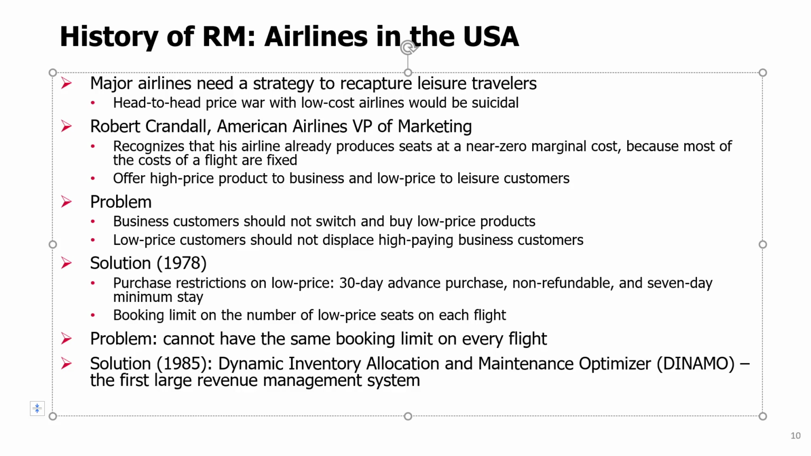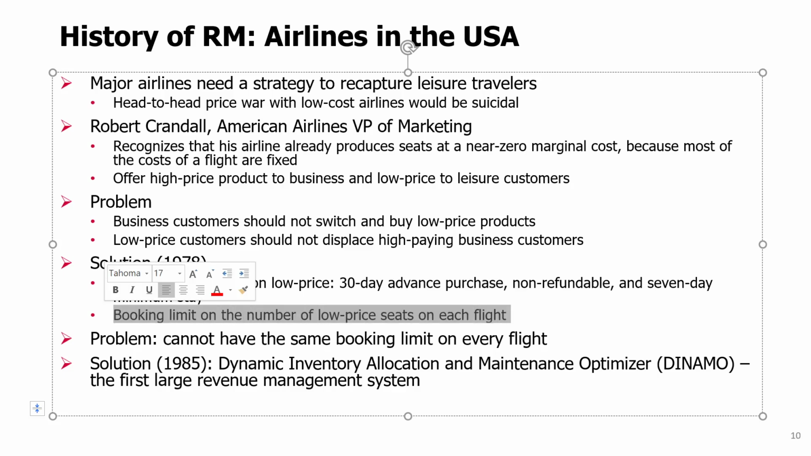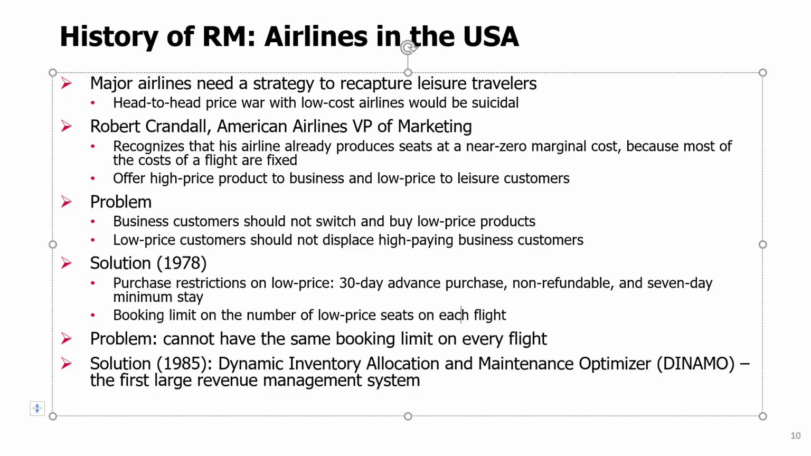And another part of the solution was to have a booking limit on the number of low-price seats on each flight. So the idea was, if I have 100 seats, I have to figure out how many of those seats I can sell at a lower price so that there is enough available for the business travelers when they come perhaps late to book the flight, right? Of course, the problem here is we cannot have the same booking limit on every flight. Some flights will be much more popular with business travelers than others.